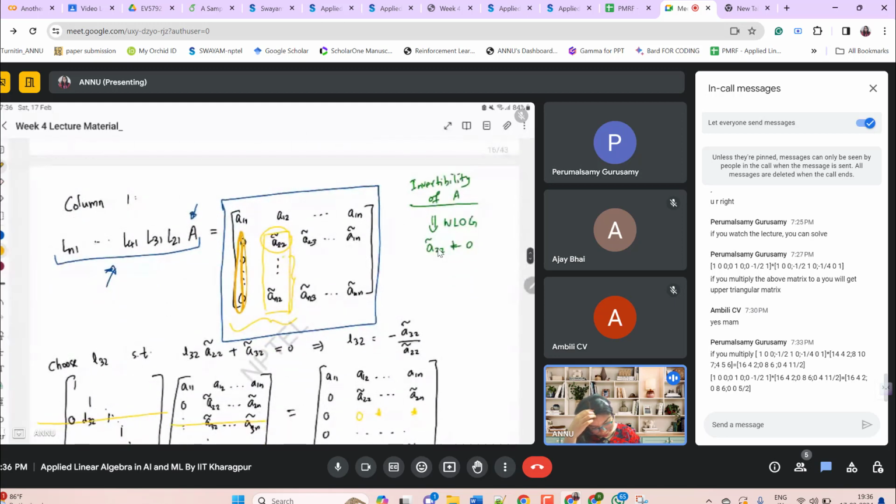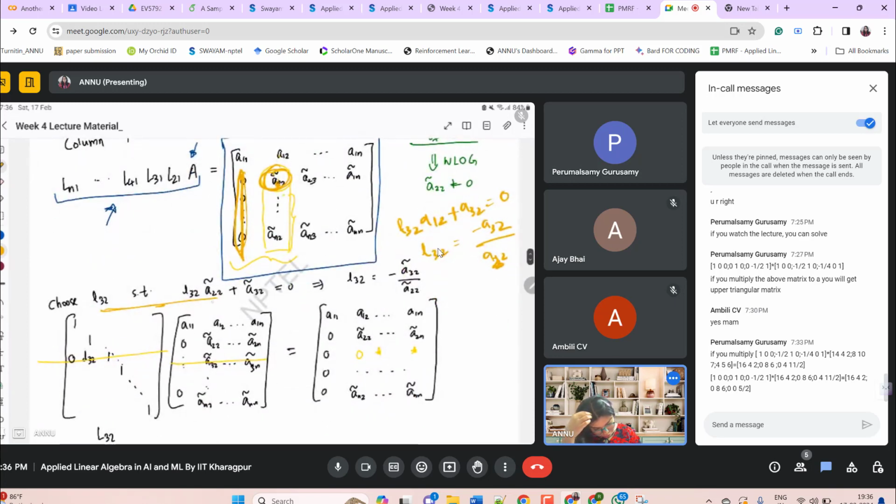Choose L32 now. First we need to make it 0 here, then this one. L32 such that L32 multiplied by A12 plus A32 should be 0. So L32 should equal minus A32 divided by A12, I think. No, it is A22. Why? Because this one is 0 or what? L22.